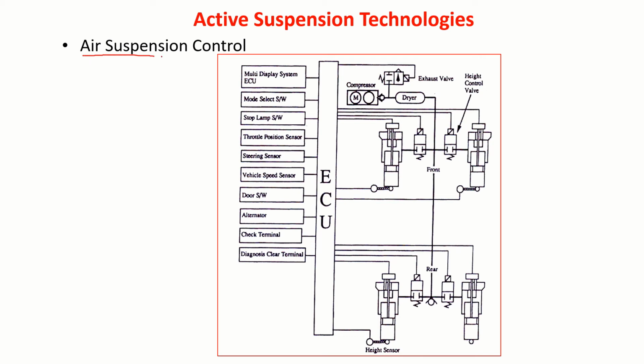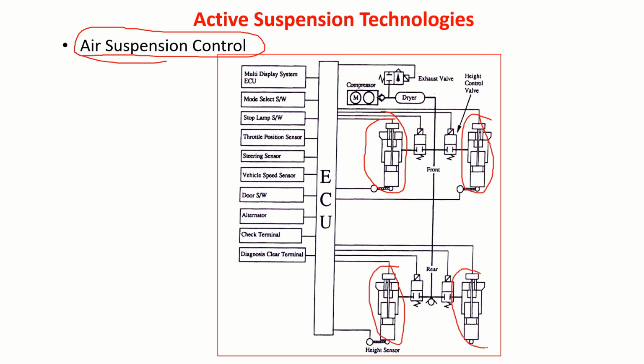There is what you can call air suspension control also we have. You see here, for each wheel, I have a compressed air supply system this way. Okay. So depending on the requirement, which should become soft or which should become hard, you can see here.